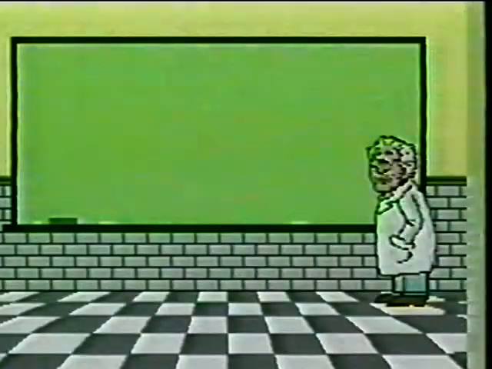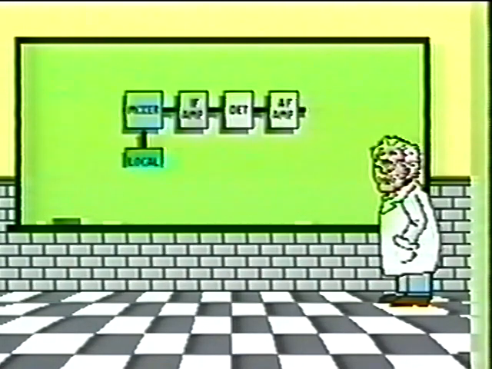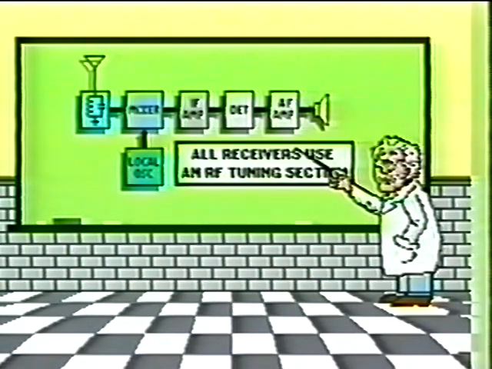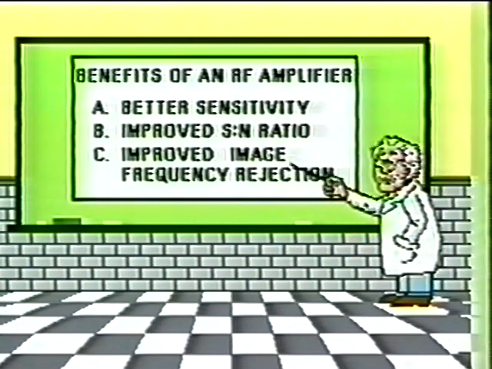Before continuing with the IF and detector circuits used in the AM superheterodyne receiver system, we will pause for a short review of the material just discussed. The pure AM radio may not contain an RF amplifier stage, but it must contain an RF section. The RF section may be nothing more than the antenna feeding directly into the input of the mixer stage. The major advantages of using the RF amplifier stage are better sensitivity, improved signal-to-noise characteristics, and improved image frequency rejection.